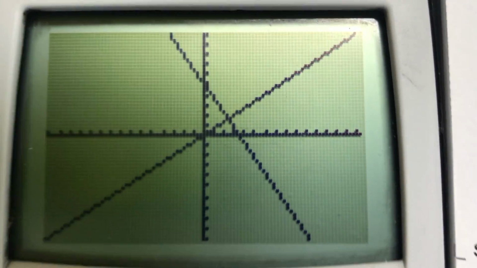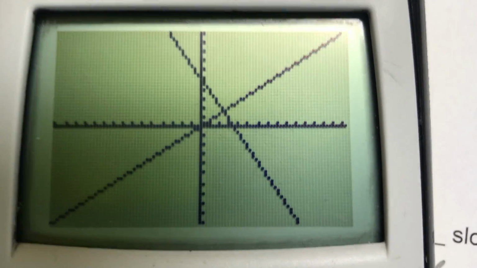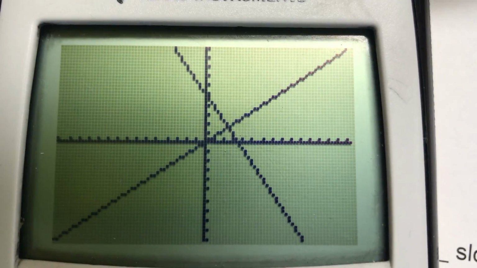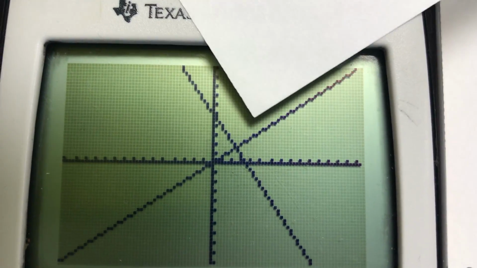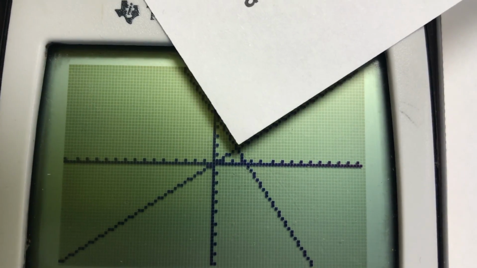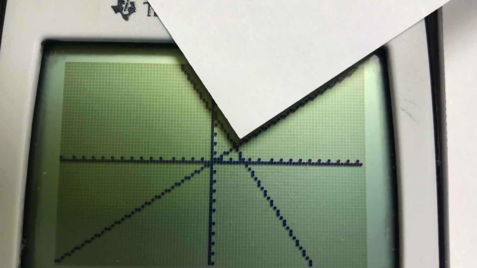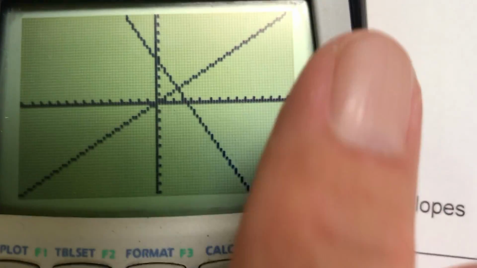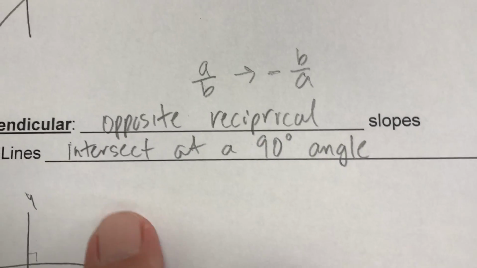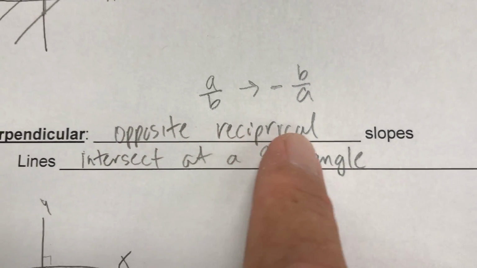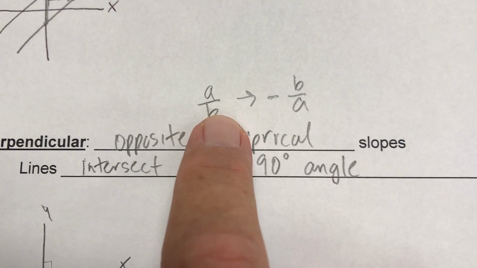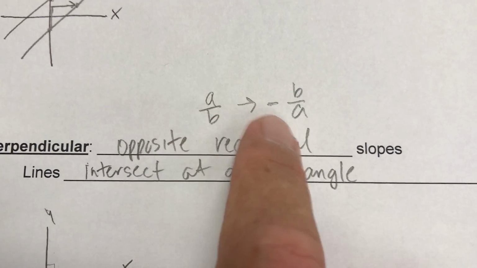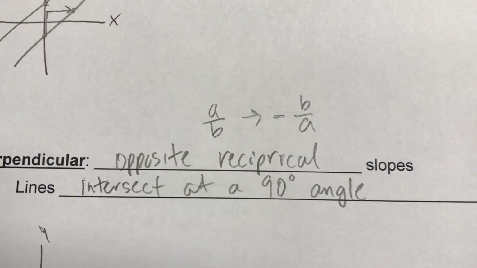All right, you can always test it with a piece of paper, and the little piece of paper should fit right into the corner of the two lines, then you know you have a 90-degree angle. So you can see that right there, 90-degree angle. So the most important part of this is to remember that we have opposite reciprocal slopes, that the numbers flip and the sign changes.